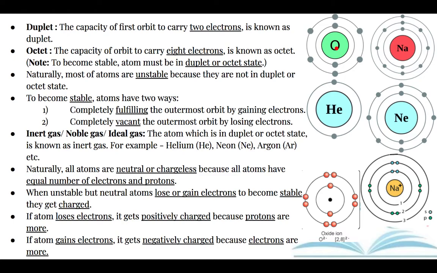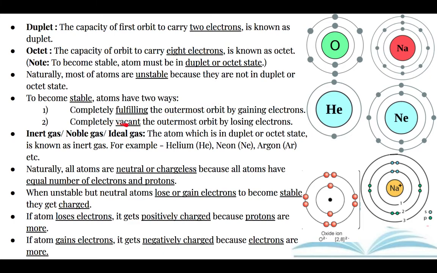To be stable, the atoms have two ways. One is completely fulfilling the outermost orbit. For example, oxygen, you can see here, it has 6. So if it receives 2 electrons from outside, then it will be completely fulfilled by electrons. In that case, it becomes octet, and at that time oxygen can be stable.